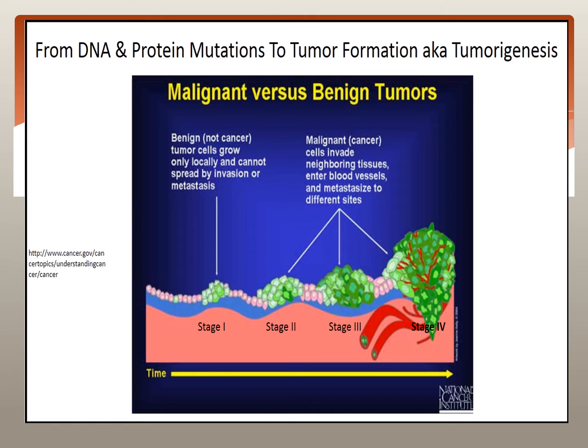The differences between malignant and benign tumor are as follows. A benign tumor typically has a better outcome than a malignant tumor, because malignant tumors invade neighboring tissues, other blood vessels, and metastasize at different sites, as seen on the right hand of this slide. Essentially it spreads. On the other hand, a benign tumor, not a cancerous tumor, does not have the tendency to spread.